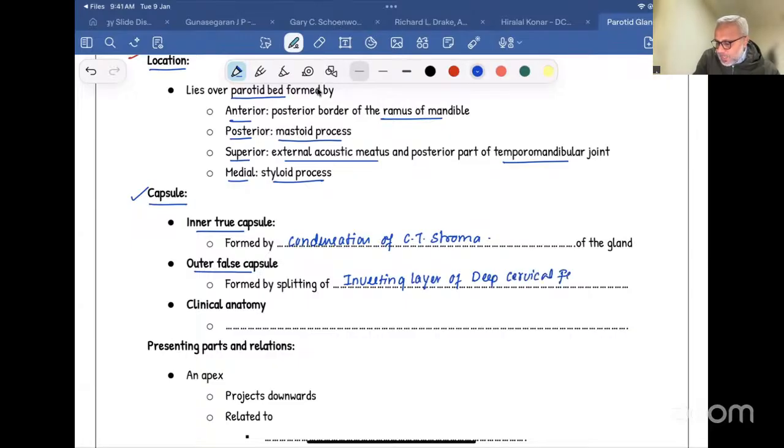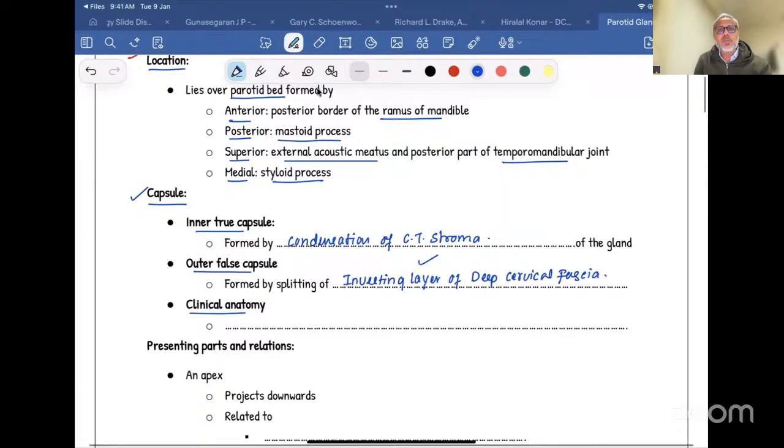Now, can someone tell me, the deep cervical fascia actually forms a thickening, and this separates the parotid and the submandibular. What do we refer to it as? Yes, that is the stylomandibular ligament. Correct, right? So the investing layer splits to enclose the parotid and forms the false capsule. Why should we know about this? This capsule of the parotid has a clinical importance.